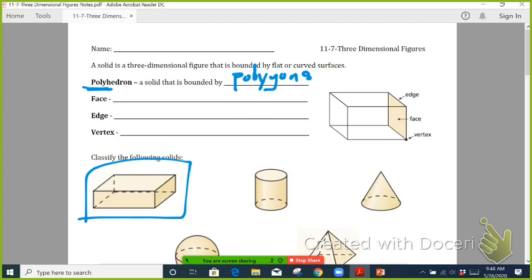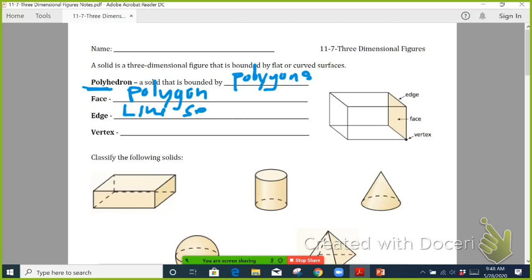All right, in a polyhedron, the faces are the polygons. So those are like the faces, the sides of the 3D figure. The edges, those are line segments. So they're going to have length, and we're going to use that to find surface area. And then where the edges meet, they're going to meet at the vertex, and those are points.